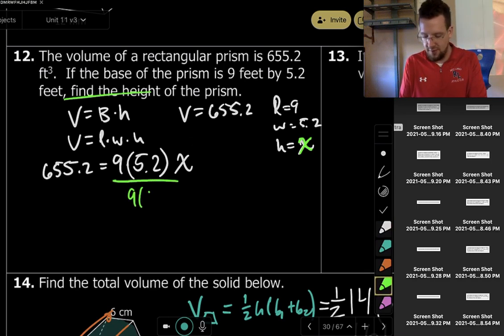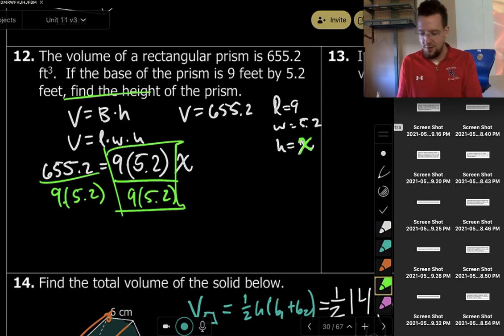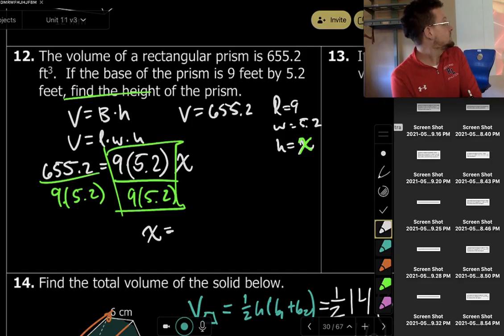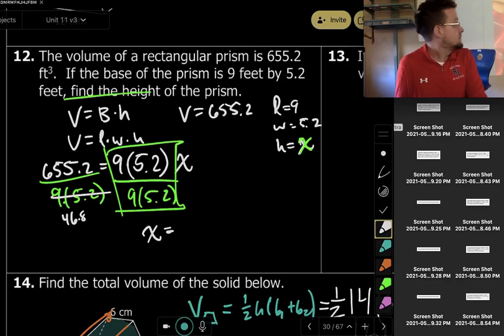Simply, and how simple it is. I'm just going to divide both sides by 9 times 5.2. Because these will cancel. Whatever this number is, if I divide it by itself, it'll cancel. So on the right, I'm left with just x. And on the left, I will have whatever this value is. So this is actually 46.8. And so I'll just divide 655.2 divided by 46.8. And we actually find that this is actually just 14 feet.